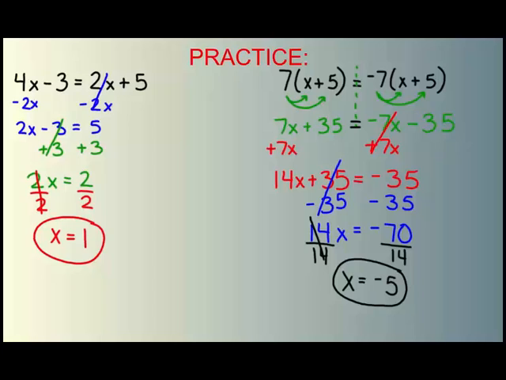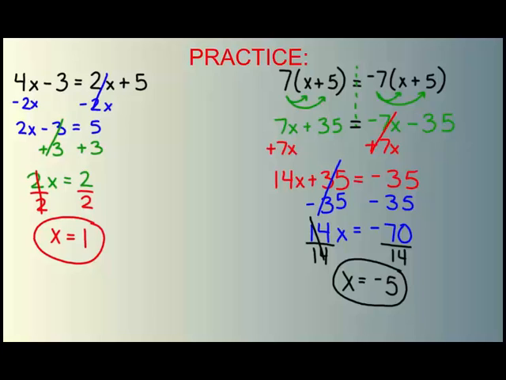On the right side, I'm going to have to use the distributive property on both sides, then combine my x's. That gets me to a two-step equation, so I subtract 35. I get that 14x is equal to negative 70. Divide by 14 to get that x by itself, and I get that x equals negative 5.